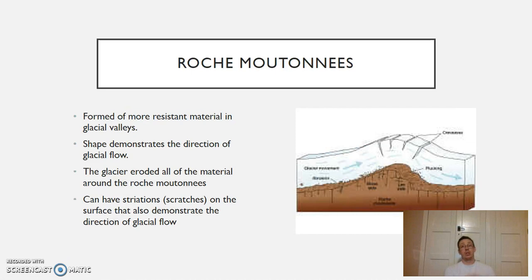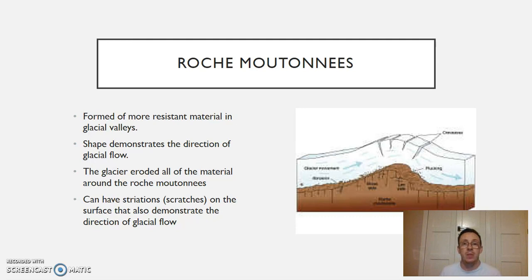Now, those are our two main core erosional features. We've got a number of other ones that we can discuss as well. First, we've got roches moutonnées. These are formed when you've got more resistant material in a glacial valley. So I've got a glacier moving down through a valley, and it's eroding all the stuff in front of it, but then through some quirk of geology, there's a lump of rock that's much harder to erode. So that's going to mean that it's not going to get eroded. The glacier is going to go up and over it, and it's going to leave it there.